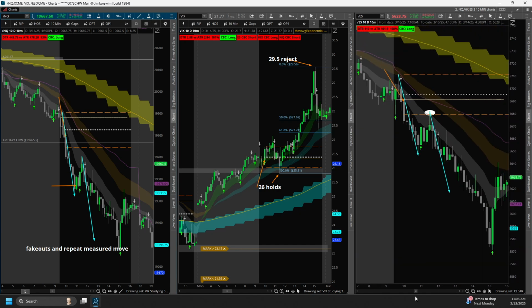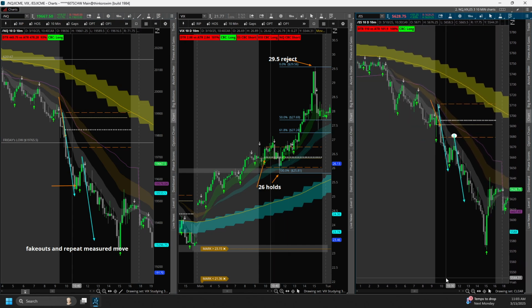I saw that Ripster uses it, and I got intrigued by it. I always felt like with the 10-minute 200, people would talk about 10-minute 200 rejection, and I would think, yeah, but it didn't work. We would be so far extended from the 10-minute 200. I would look at it as a defined level with maybe plus or minus 25 cents, and it wouldn't work. But so many times now, this hourly 34 50 EMA cloud is very strong, and it works so many times. As we go through the week, you'll be like, holy shit, that thing really works.